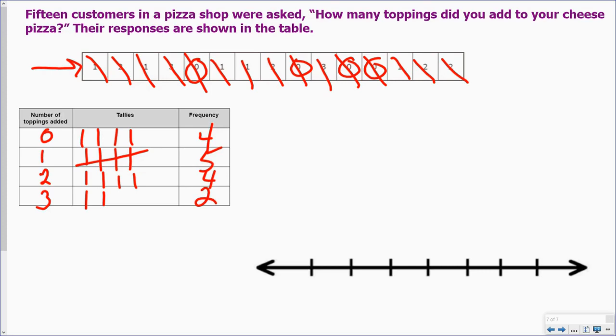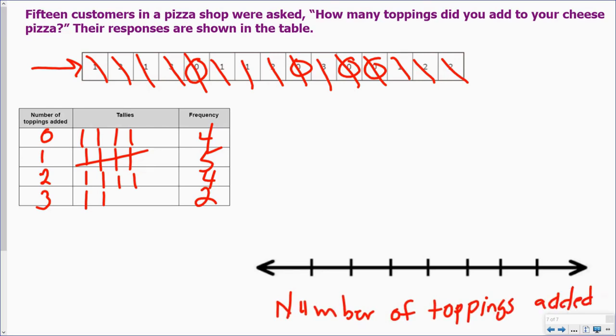Now I create my dot plot, and again, I need to label it. So I'm going to say number of toppings added. And again, I get that from my first column here. And then I look at my numbers and I have 0, 1, 2, 3, 4, 5, 6. And again, I get those numbers from right here.